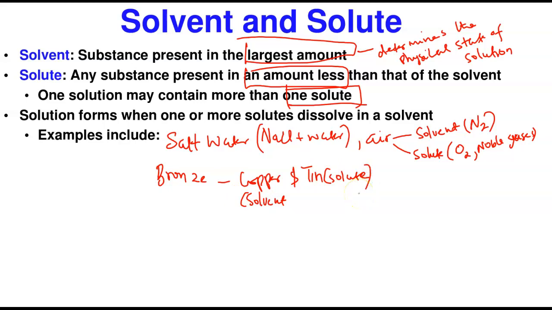In fact, copper is the solvent and tin is the solute because it is present in a smaller amount. The same thing goes for steel, which we use every day. Steel contains carbon and iron. Iron is the solvent, therefore carbon is the solute. So these are all solid solutions.